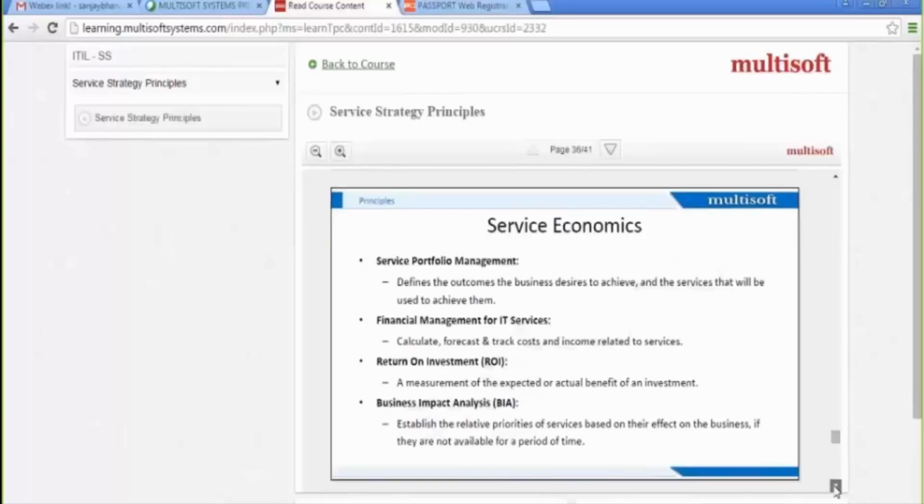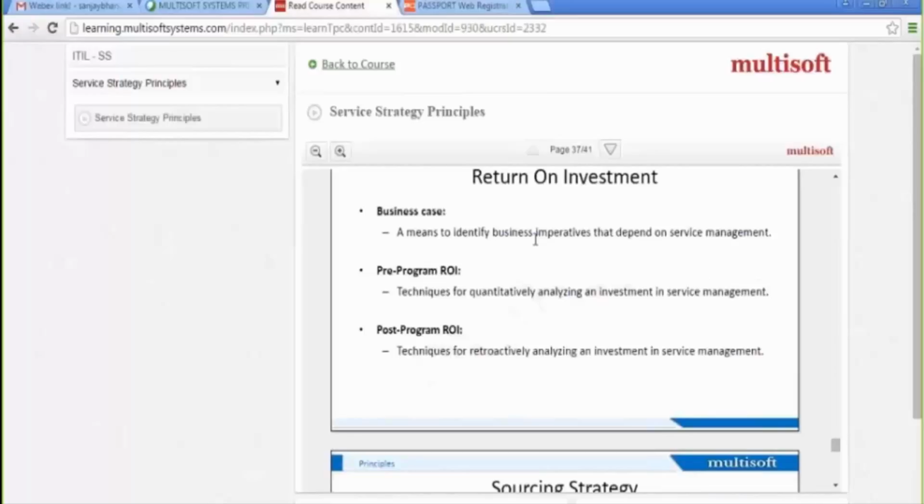So here, business case. Return on investment, they are showing the business case. Do you know what the business case is? Have you heard of the business case ever? No? Before? No. Okay, let me tell you.